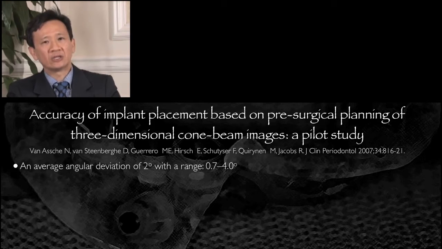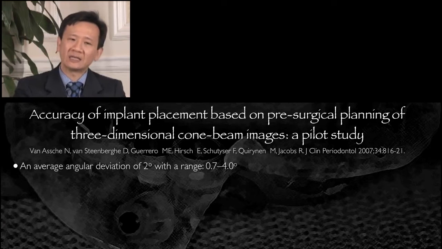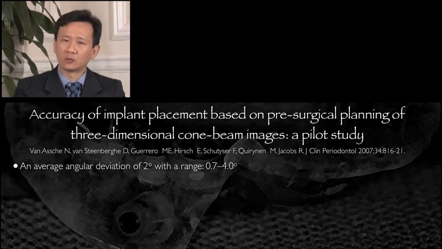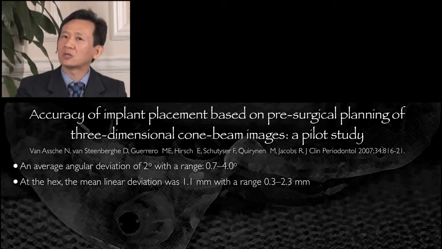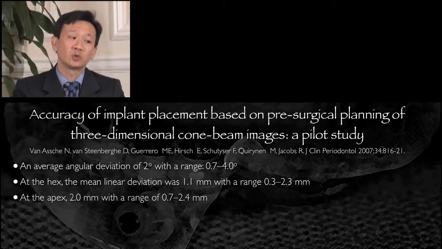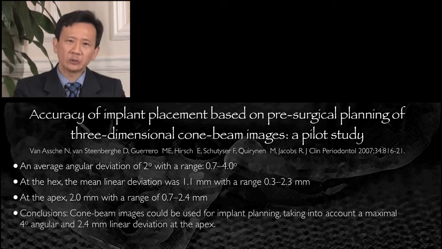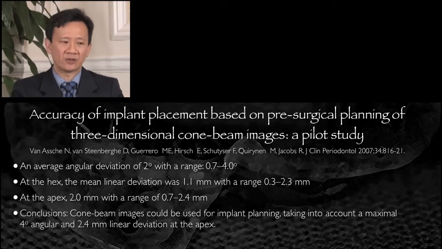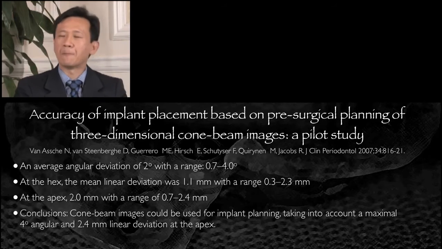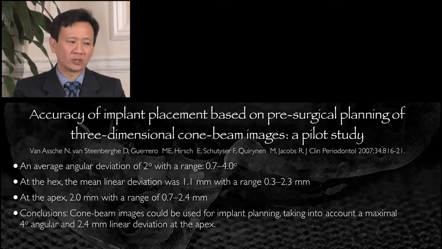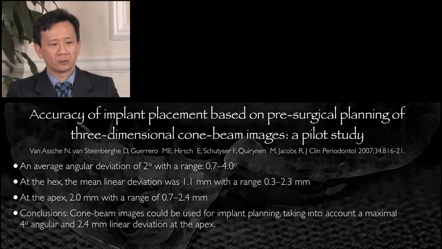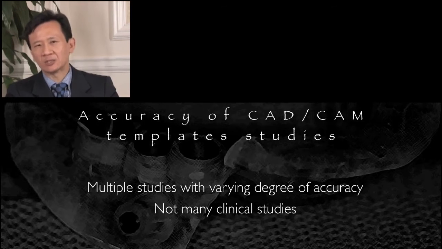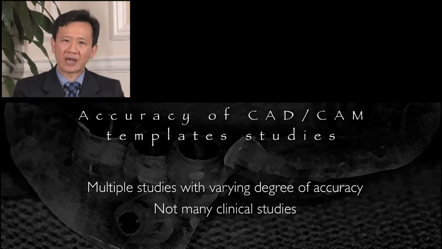What do they find? The degree of divergence, 2 degrees, with a range of 0.7 to 4 degrees. At the hex, or the head of the implant, 1.1 millimeters with a range between 0.3 and 2.3 millimeters, and at the apex, 2 millimeters with a range of 0.7 to 2.4 millimeters. Their conclusions, they also looked at cone beam CTs and seeing if it was appropriate and finding that it was, having a maximum angular deviation of 4 degrees, and a linear deviation at the apex of 2.4 millimeters. But there aren't many studies in regards to clinical studies in the accuracy.